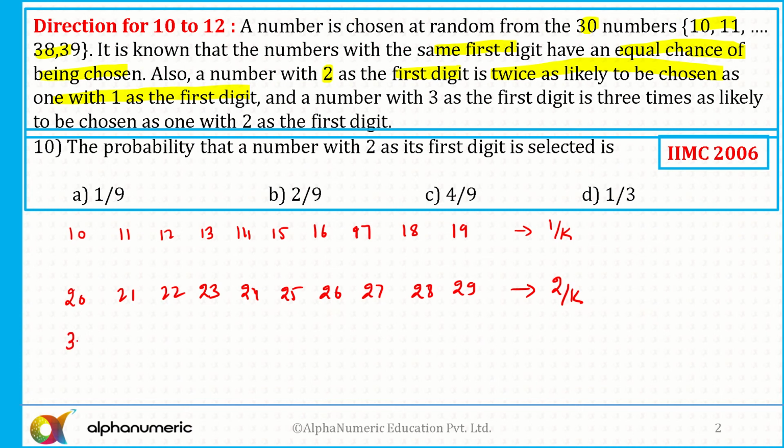So what is the probability of picking the numbers starting with the digit 3? That is 30, 31, 32, 33, 34, 35, 36, 37, 38 and 39. And it says here that a number with 3 as the first digit is 3 times as likely to be chosen as one with 2 as the first digit. So the probability of picking a number in which 2 is the first digit is 2 by k. So the probability of picking any particular number which starts with the digit 3 is going to be 3 into 2 by k, which is nothing but 6 by k.